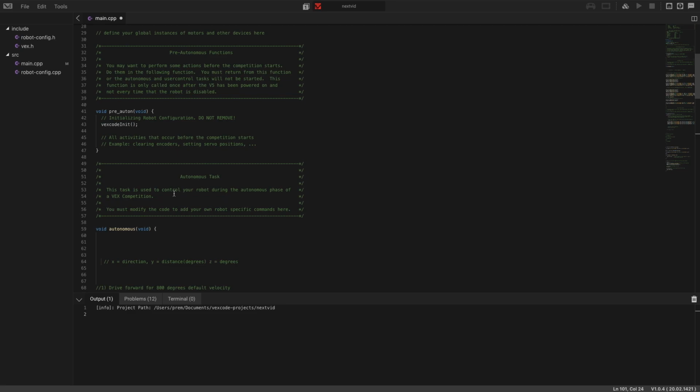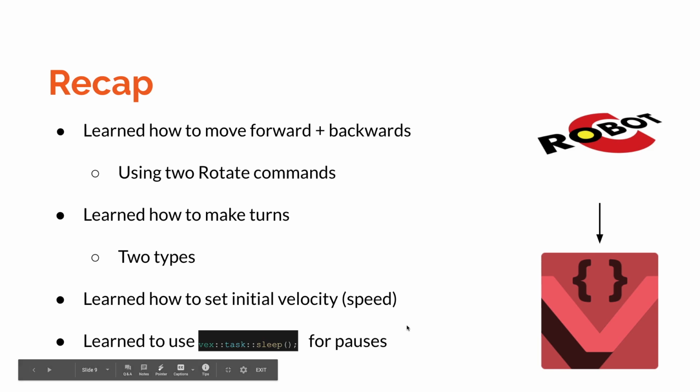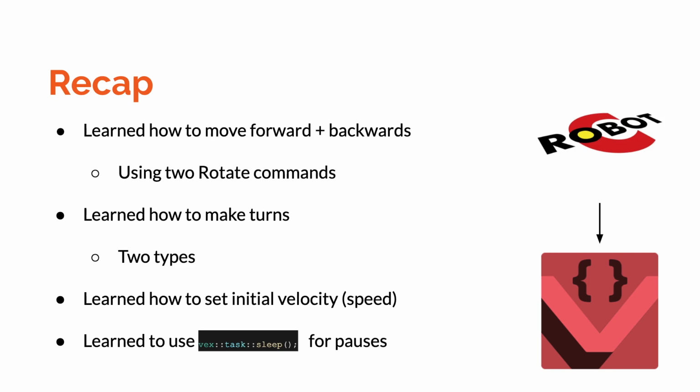And let's do the recap. So today we learned how to move forwards and backwards using the 2 types of commands, the 2 rotate commands, the start rotate 4 and the rotate 4. The start rotate 4 command is the preparation for the motors, while the rotate 4 command actually triggers all of the motors to start spinning.